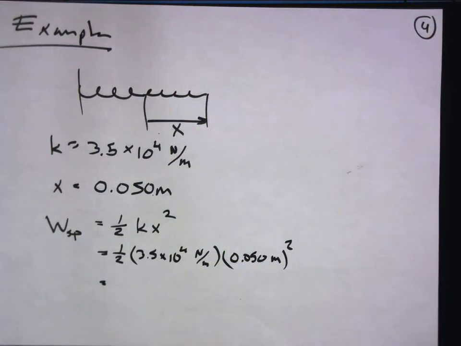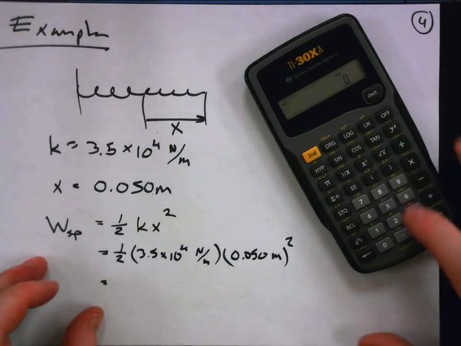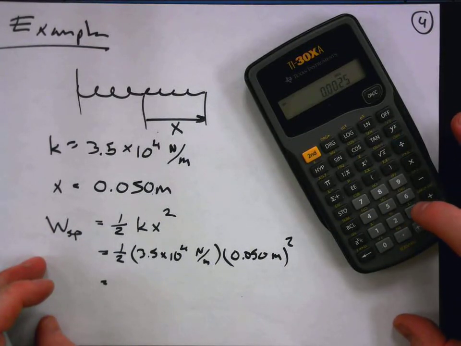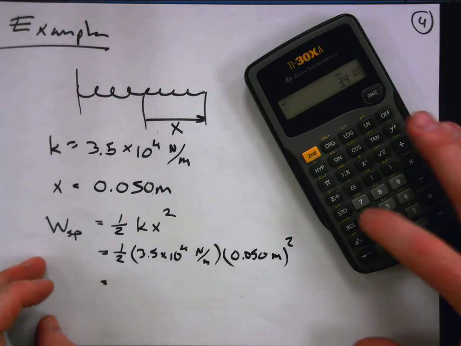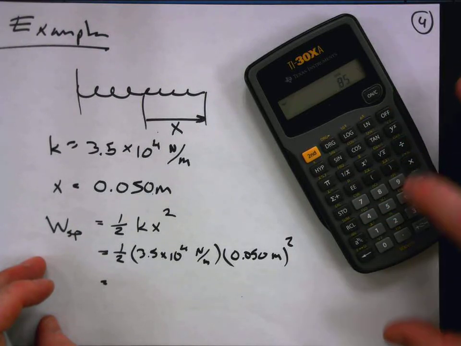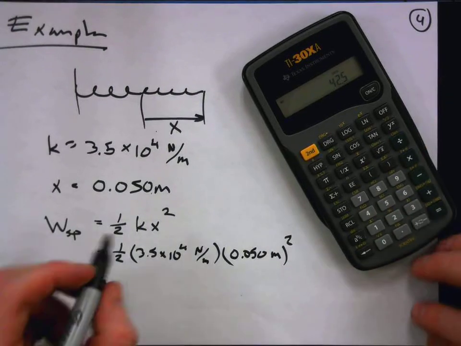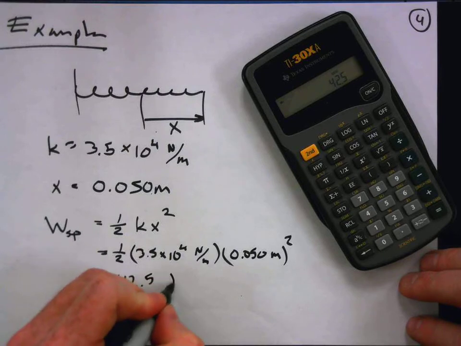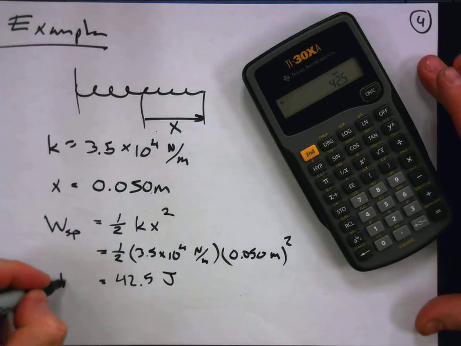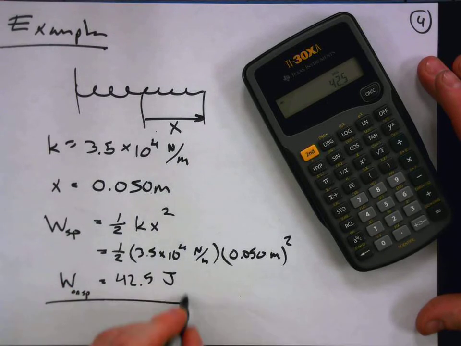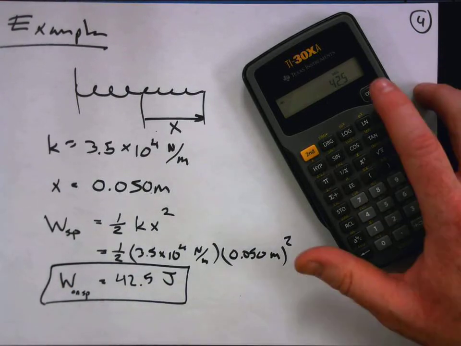Handy dandy calculator. Squared, times 3.5 times 10 to the 4, equals, times 1/2, 0.5. I get work done, 42.5 joules. Work is measured in joules. Work done on the spring. On the spring. Okay, fair enough.